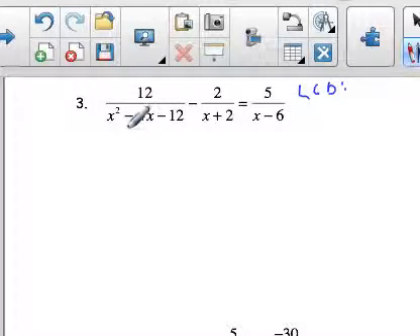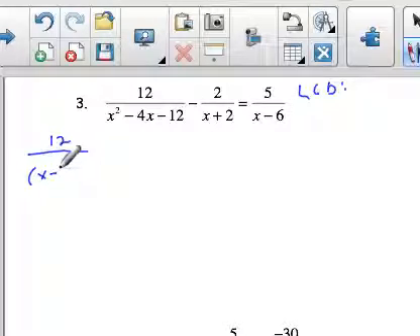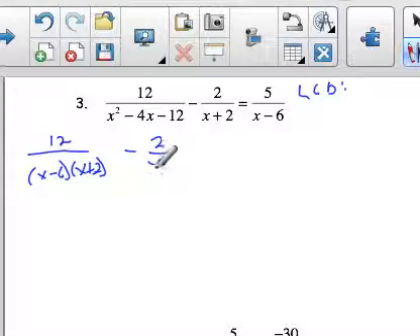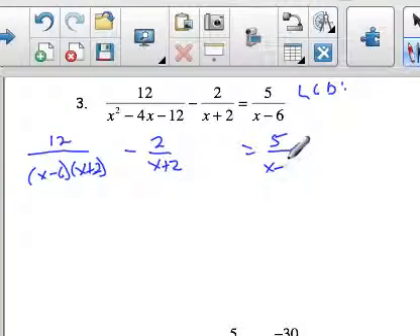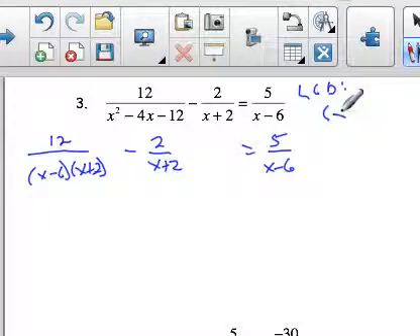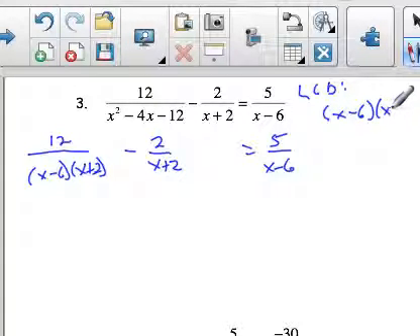In order to make the least common denominator more obvious, I'm going to factor the x squared minus 4x minus 12 in the denominator of the first term. When I factor that, I'm going to get x minus 6 times x plus 2, looking for two factors of negative 12 that add to negative 4. And then I have minus 2 over x plus 2 is equal to 5 over x minus 6. And the least common denominator now I can see is the product x minus 6 times x plus 2.